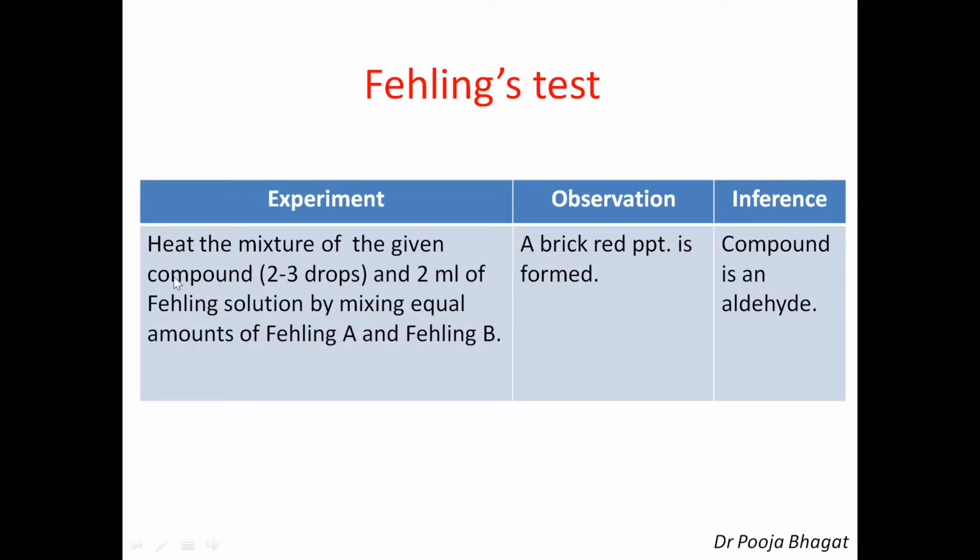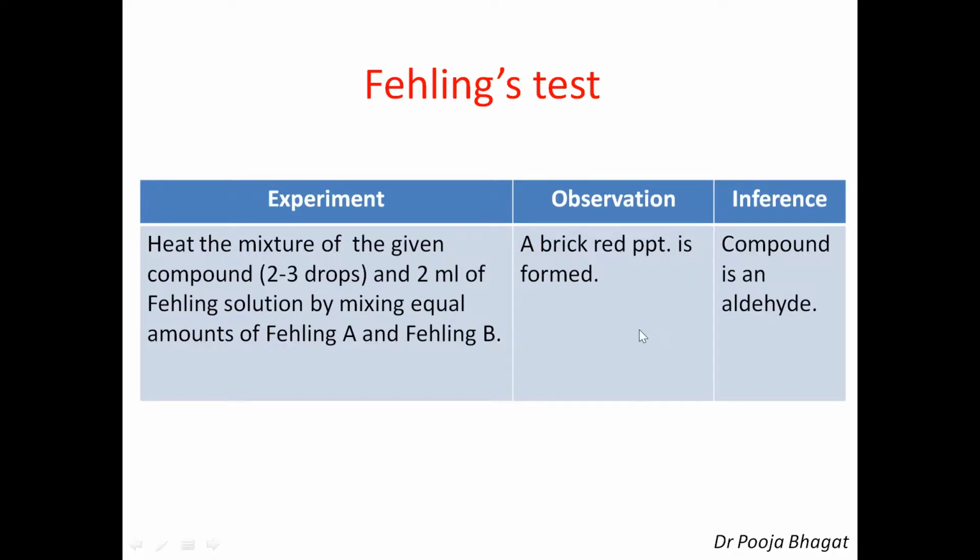Now this is the Fehling test. Heat the mixture of the given compound, 2-3 drops, and 2 ml of Fehling solution, made by mixing equal amounts of Fehling A and Fehling B. That means 1 ml of Fehling A plus 1 ml of Fehling B. Mix the two, then add 2-3 drops of your compound and heat the mixture. A brick red precipitate of cuprous oxide is formed. Then the compound is an aldehyde.